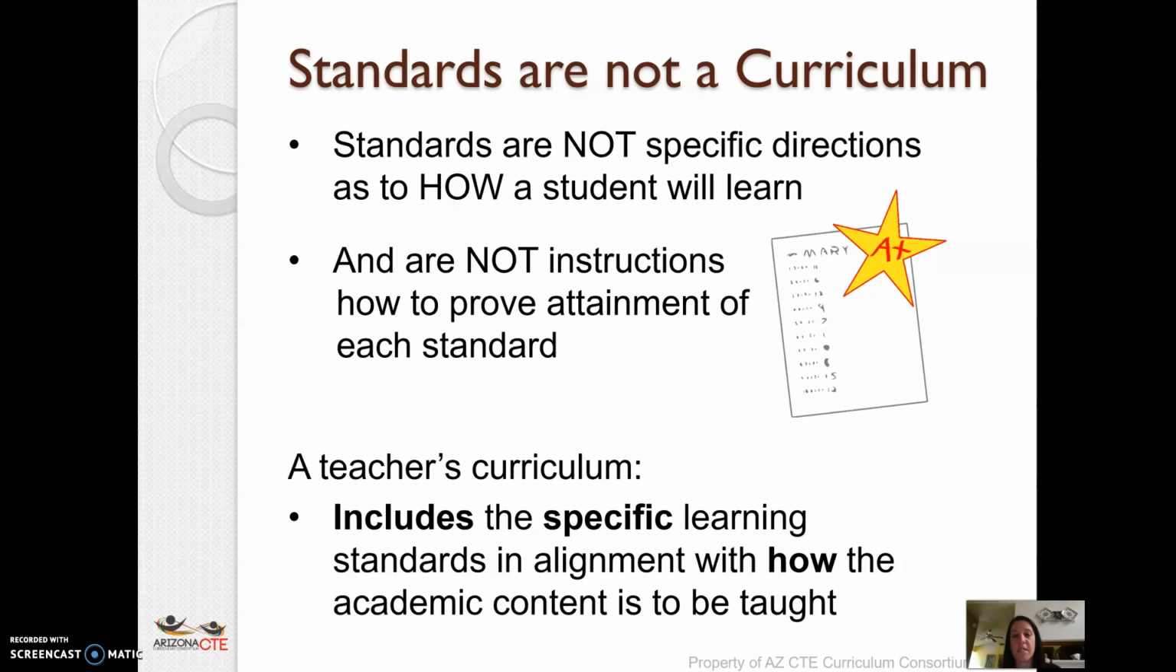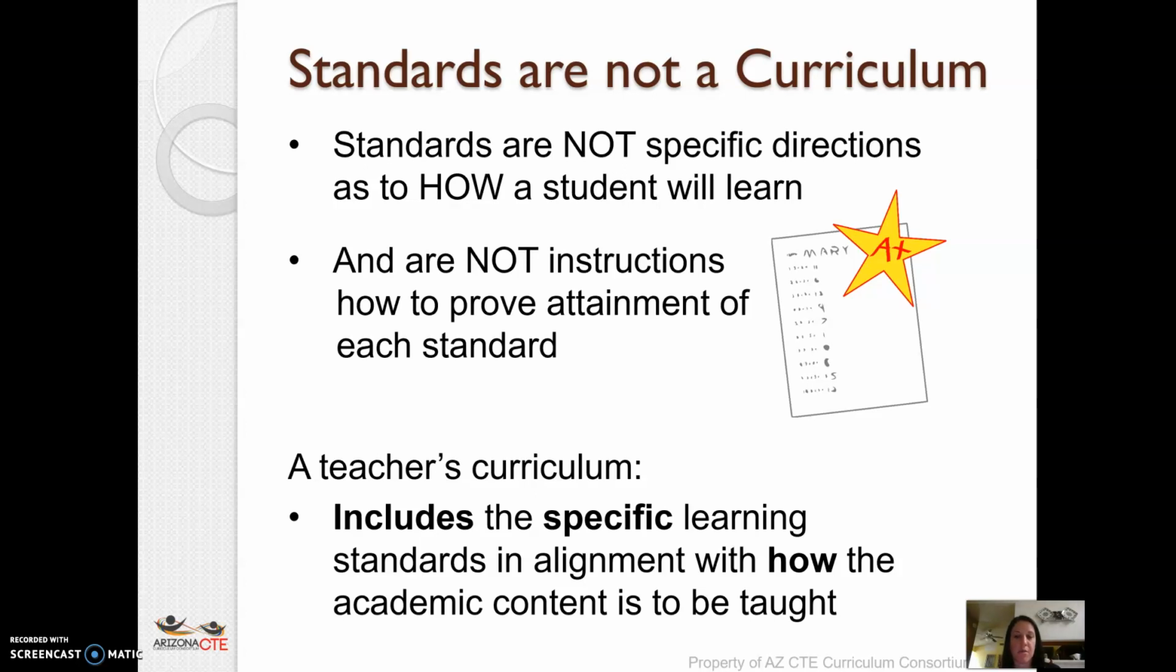So the biggest thing to remember is that the standards are not curriculum, okay? Standards are not specific directions on how a student will learn, and they are not instructions on how to prove attainment of each standard. That's where the teacher comes in. They decide how the student will learn and how to prove that they have met that standard. That's the curriculum. They're just kind of giving them an overview of what they should learn, okay?